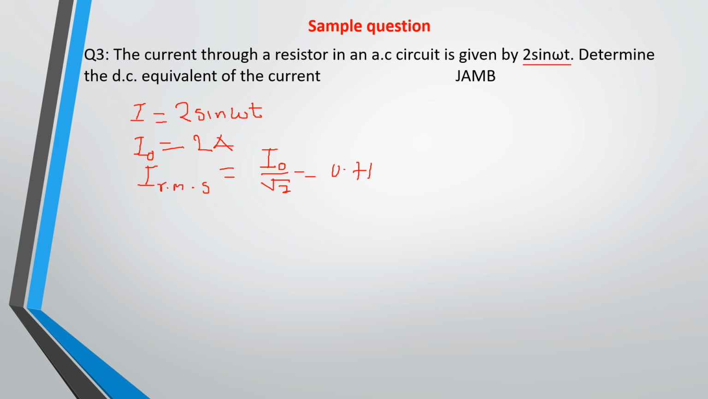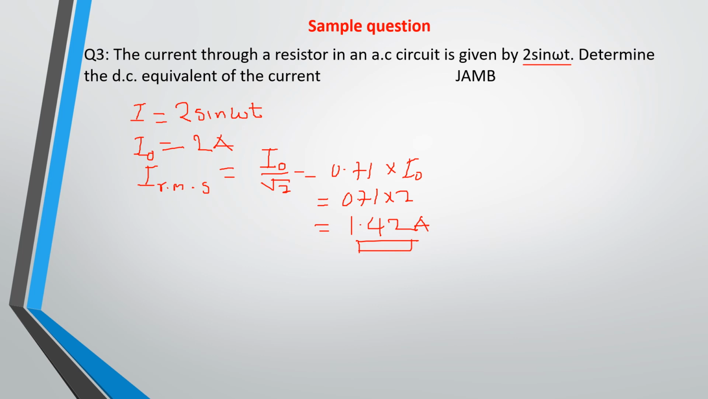You can find root 2. If you cannot, just use 0.71 multiplied by I0, which has been given to you. So this will be 0.71 multiplied by 2. By the time you work that out, you have 1.42 as the case may be. So this will give you the DC equivalent of that current, right?